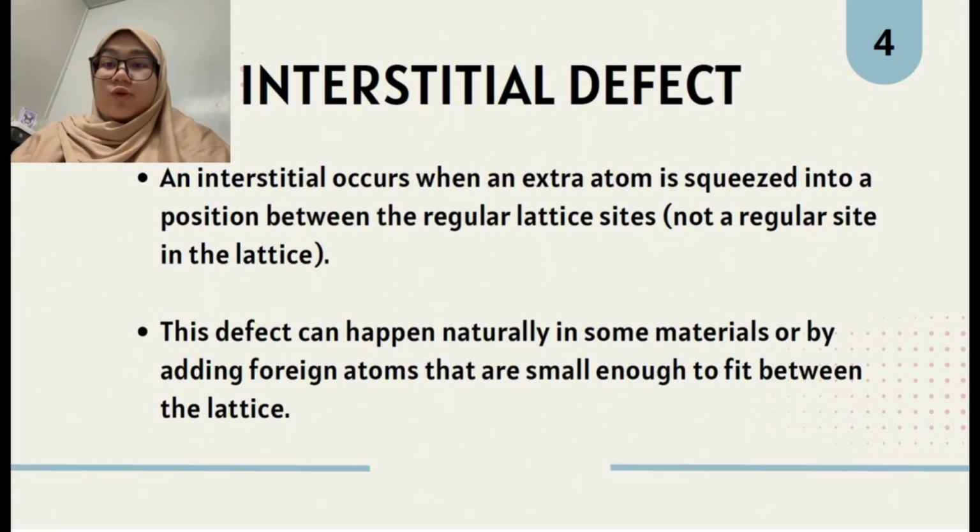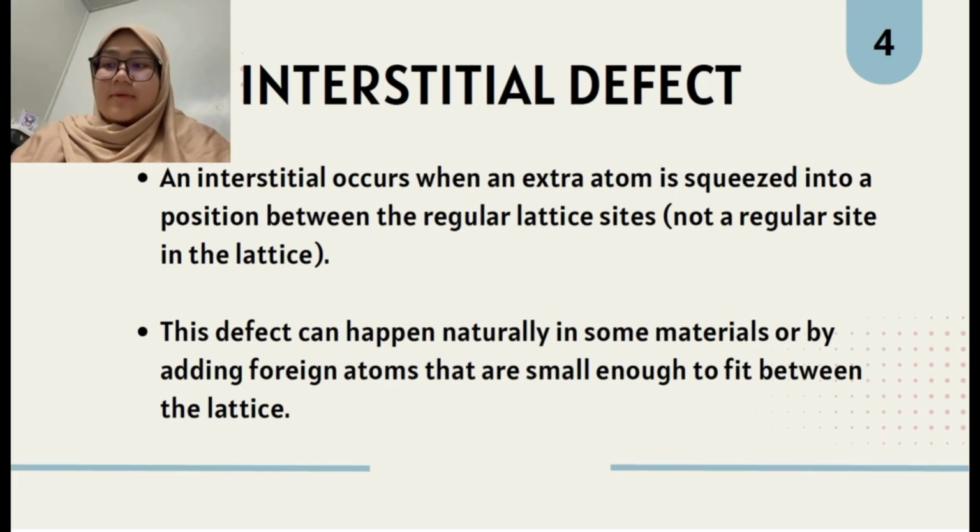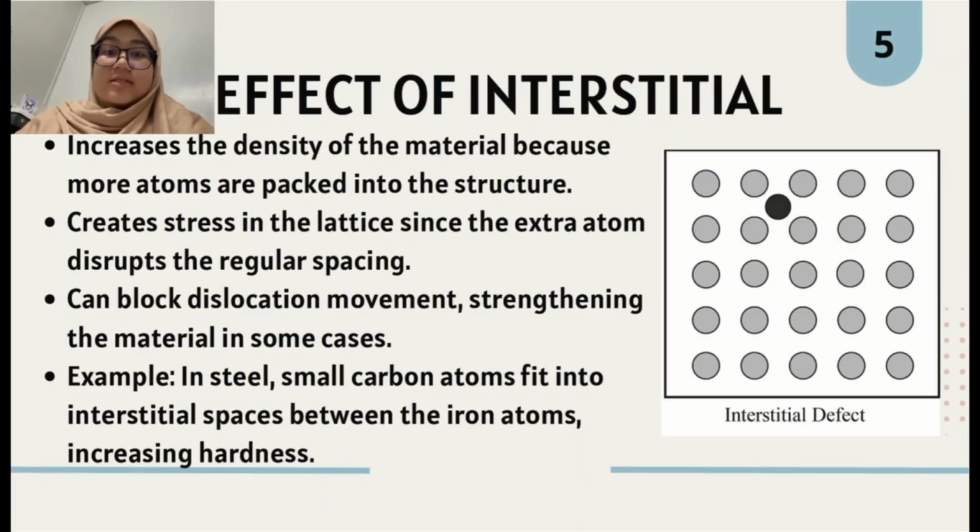Now, let's move on to interstitial defect. Interstitial defect occurs when an extra atom is squeezed into a position between the regular lattice sites, which means the extra atom is not supposed to be there or fit in there. This defect can happen naturally in some materials or by adding foreign atoms that are small enough to fit between the lattice. And now, the effect of interstitial.